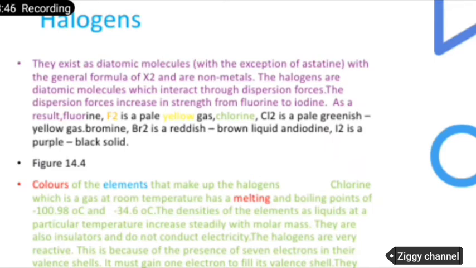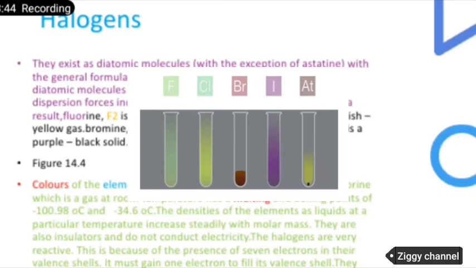Halogens. They exist as diatomic molecules, with the exception of astatine, with the general formula X2. The halogens are diatomic molecules which interact through dispersion forces. The dispersion forces increase in strength from fluorine to iodine. As a result, fluorine, F2, is a pale yellow gas, chlorine, Cl2, is a pale greenish-yellow gas, bromine, Br2, is a reddish-brown liquid, and iodine, I2, is a purple-black solid. Figure 14.4: colors of the elements that make up the halogens.